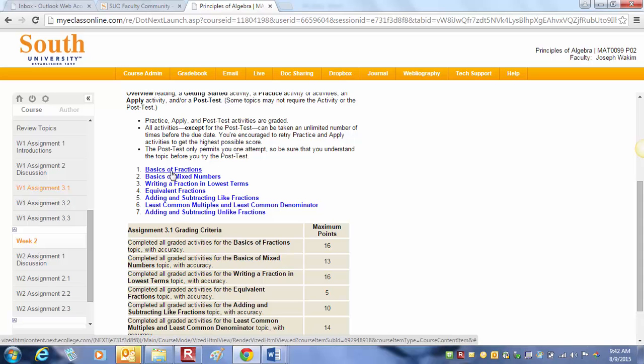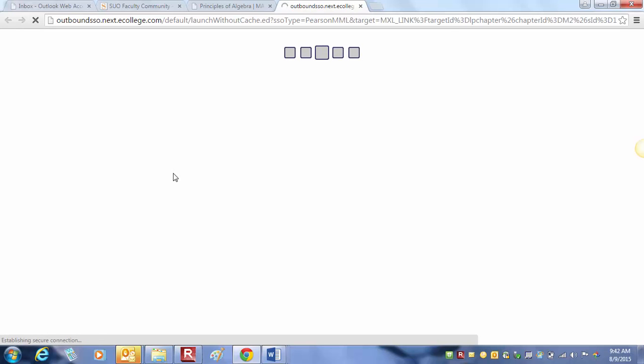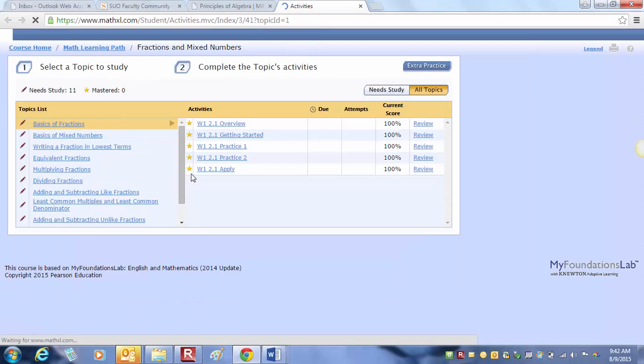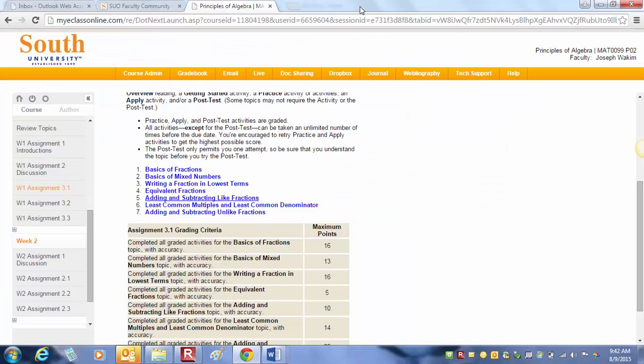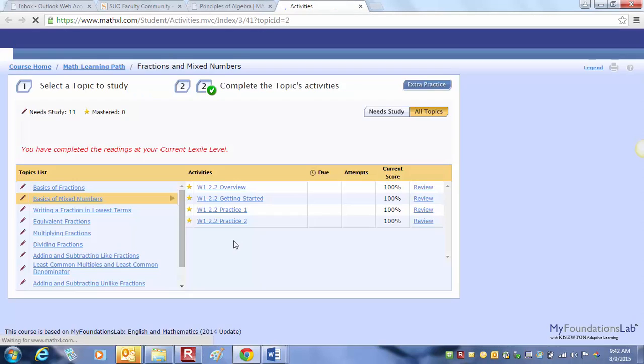So starting with the basics of fractions, click on it. Then you need to go over all these. This is the overview, getting started, practice, practice, apply. Once you finish them, you will get this yellow star here, and then you get 100% on them. Now, you don't go to this tab, you just exit out and then go to the next tab here, which is basics of mixed numbers. And then you do the same.